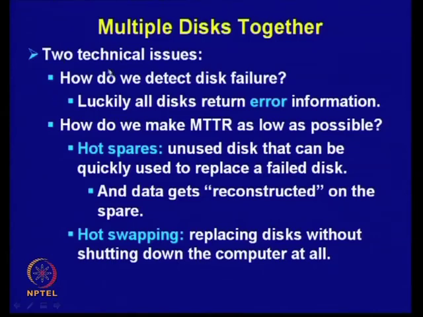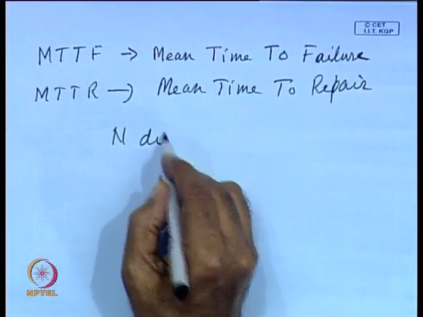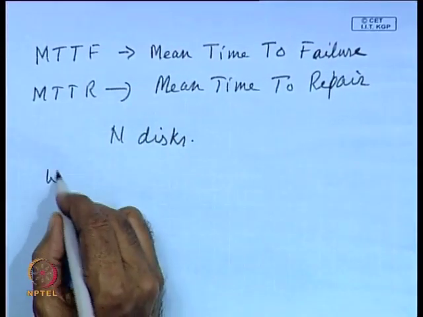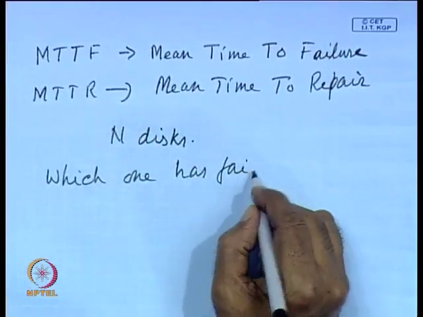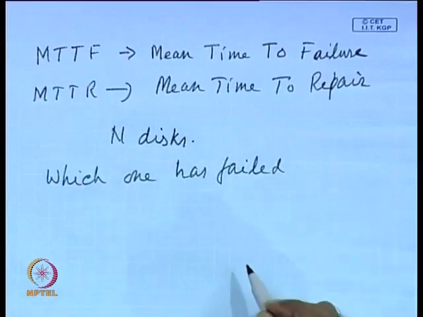Now, the question is, there are two important technical issues by which mean time to repair is reduced. So, how do you detect whenever a disk fails? You have to understand the technical aspects behind the operation of these multiple disks. Say you have got n disks in a multiple disk system. The question arises, which one has failed and how to find it out?